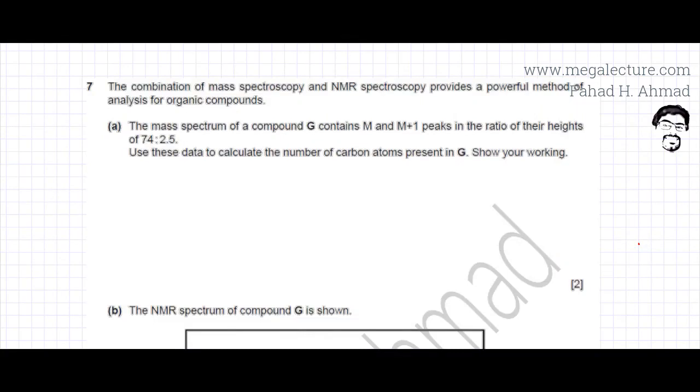The following question reads that the combination of mass spectroscopy and NMR spectroscopy provides a powerful method of analysis of organic compounds. And the mass spectrum of compound G contains M+1 peaks in the ratio of their heights, which is given as 74 ratio 2.5. And you're supposed to use these data to calculate the number of carbon atoms present in G.